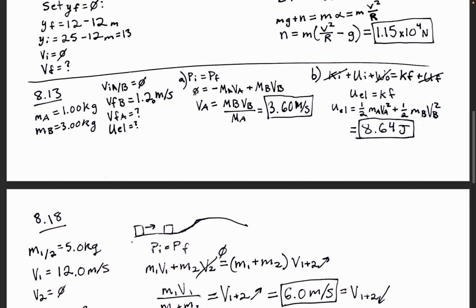So first, the initial momentum: the initial velocity is 0, which means the initial mass times velocity is 0. For the final, we have mass A going in one direction, and then mass B going in the opposite direction, so they have to have opposite signs. If we want to isolate the velocity of A, then we move this over, divide the other side by MA, and plug in the numbers. This is what we get. Wonderful.